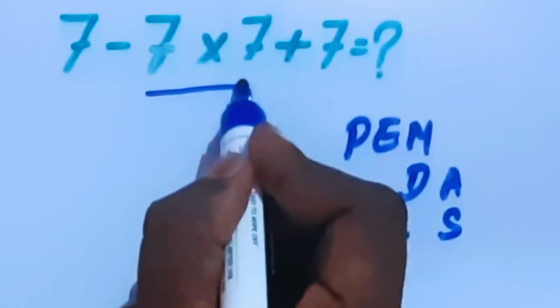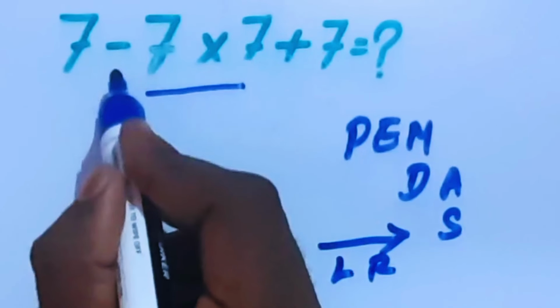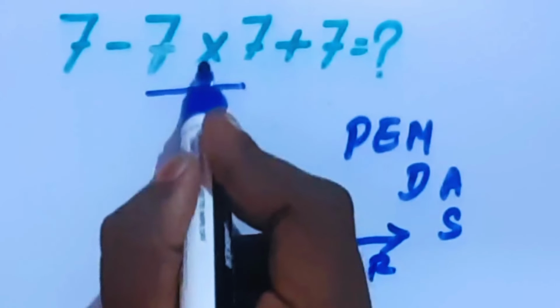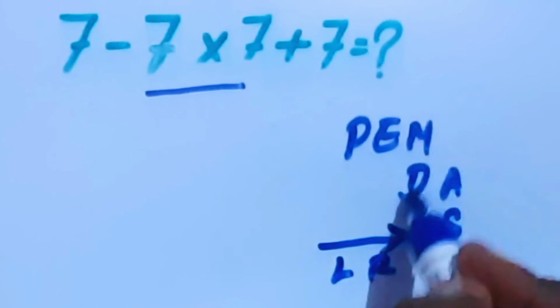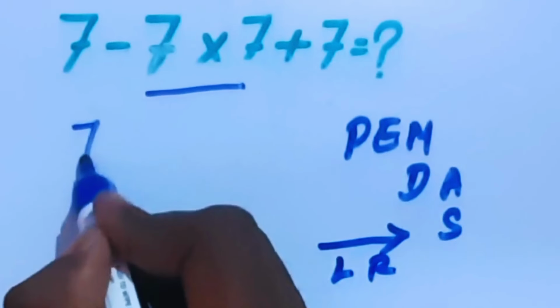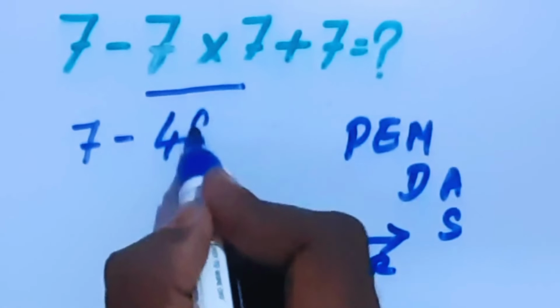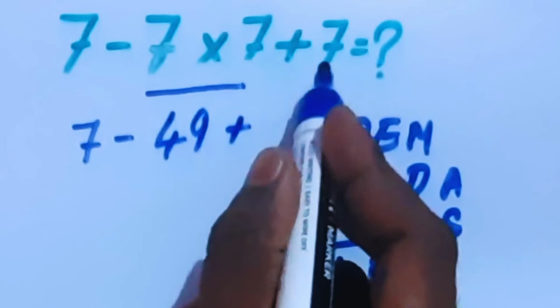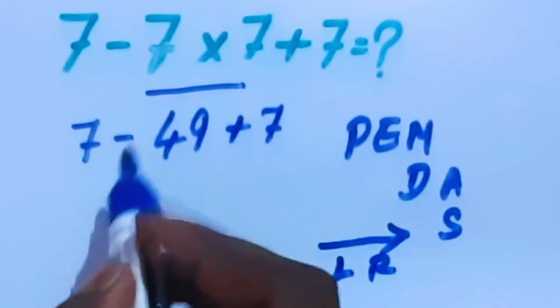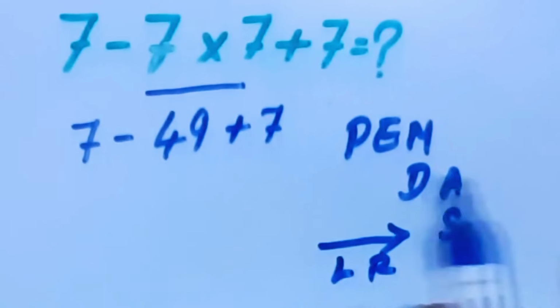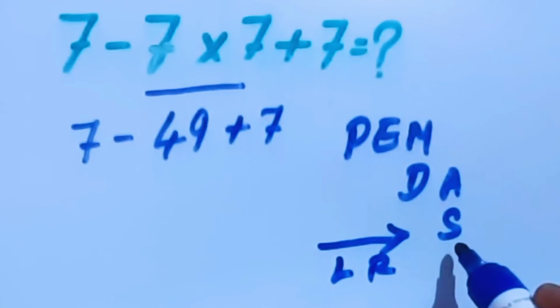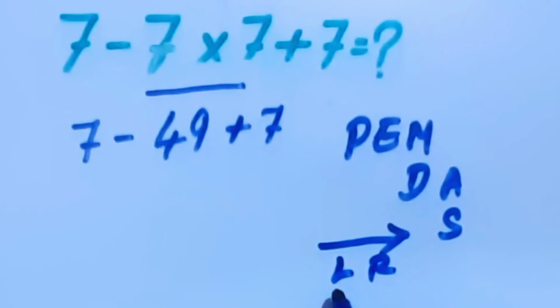Now this multiplication we have to do first before subtraction and addition, because this multiplication is higher priority. So 7 minus 7 times 7 is 49 plus this 7. Now subtraction and additions are equal priority. We have to do this left to right order.